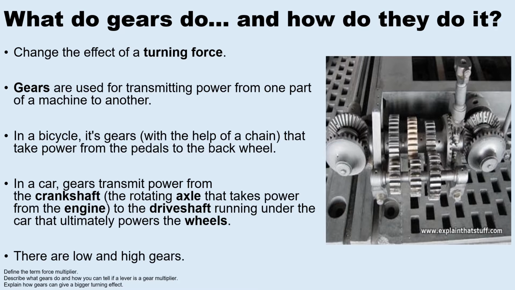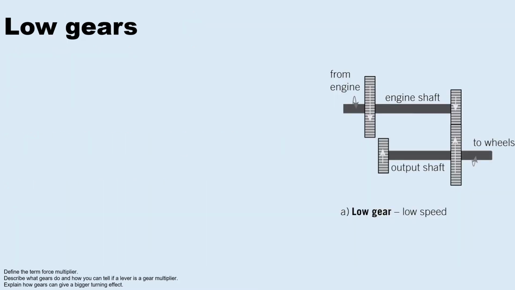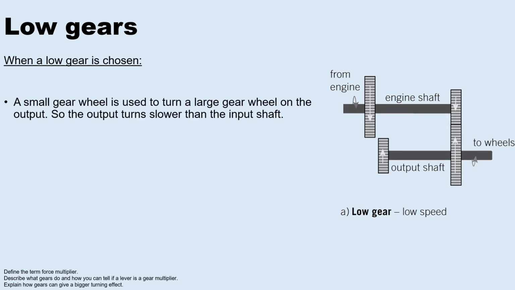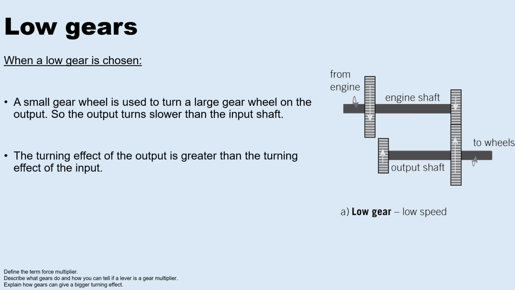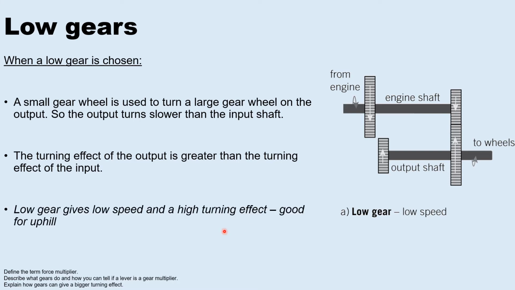And there are low and high gears. So low gears, let's look at them first. When a low gear is chosen, a small gear wheel is used to turn a large gear wheel on the output. So the output turns slower than the input shaft, and the turning effect of the output is greater than the turning effect of the input. This means that a low gear gives low speed and a high turning effect, which is good for uphill.